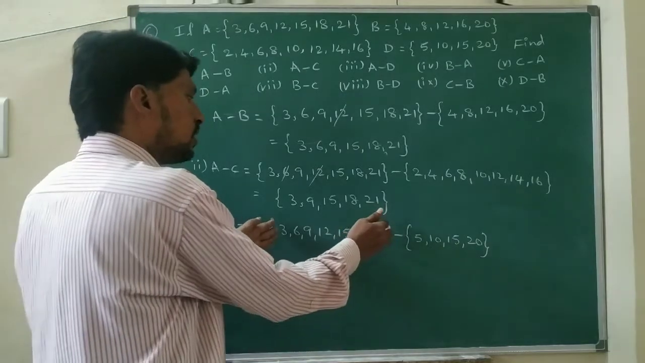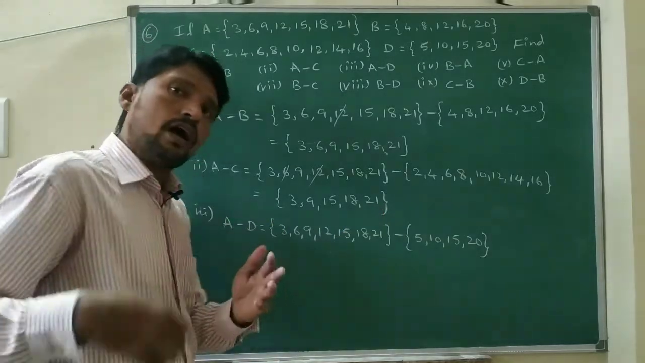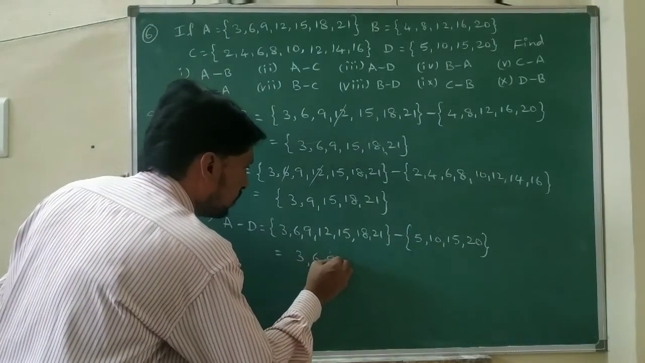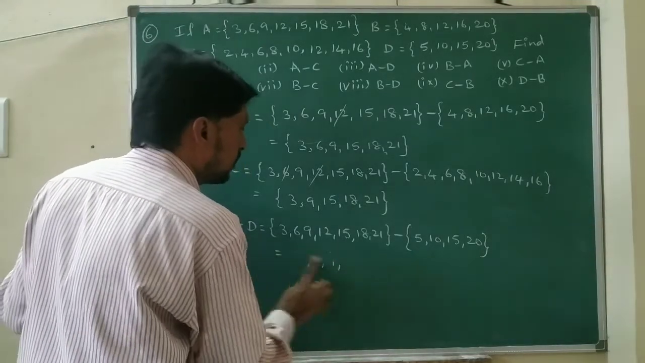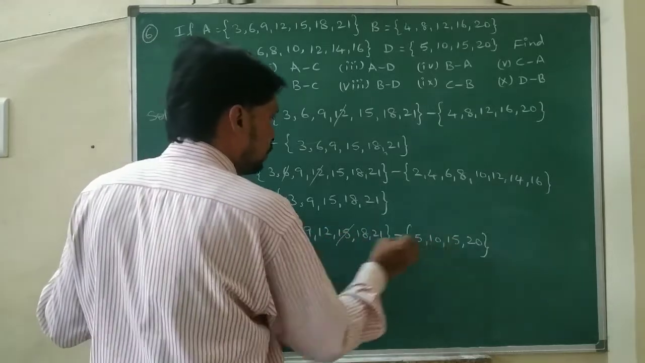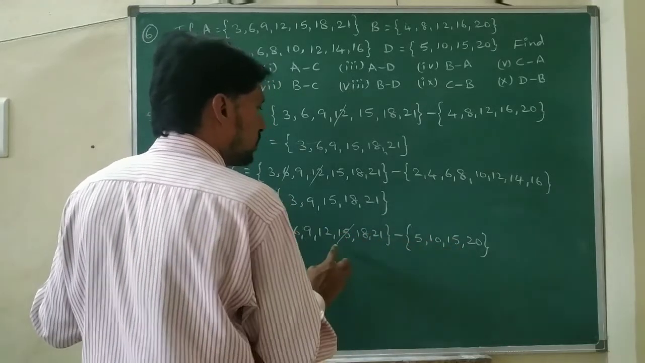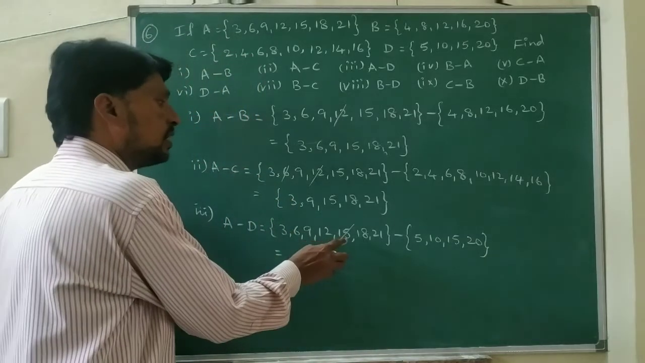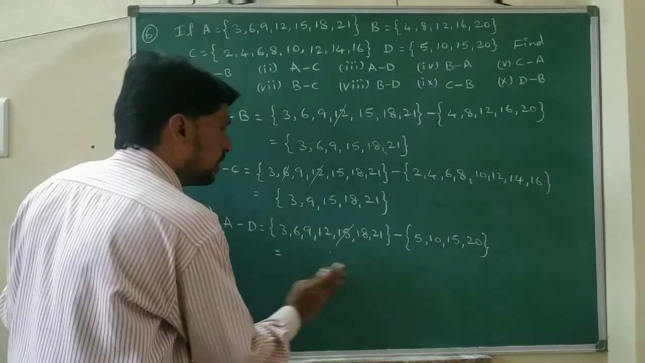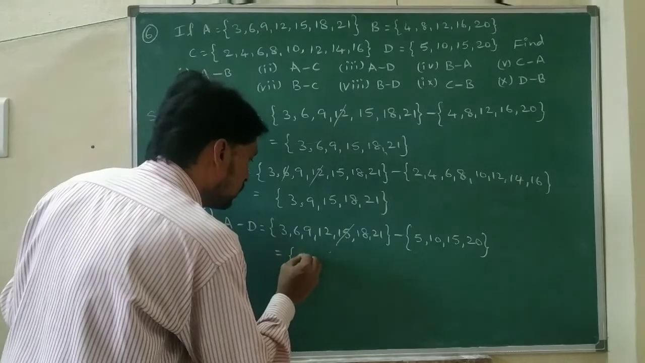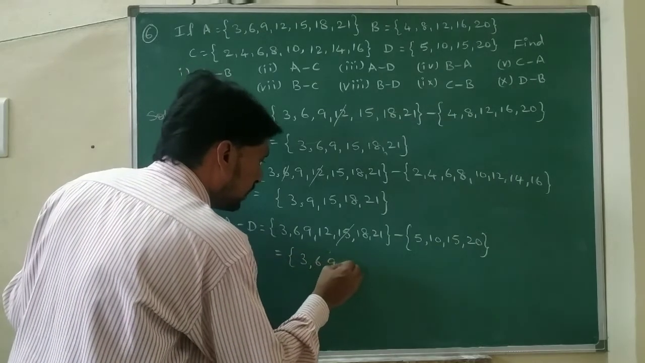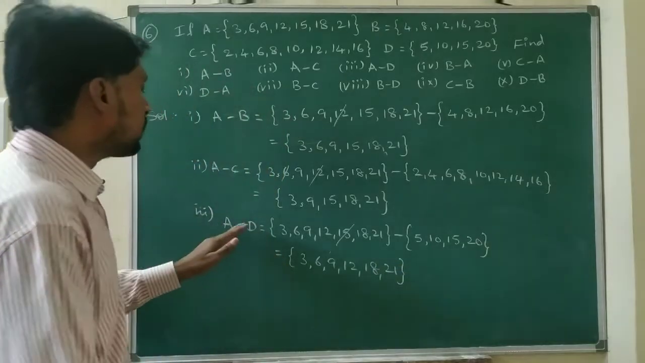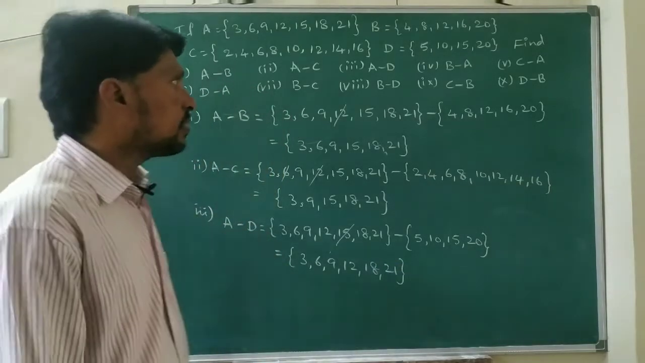Nothing common means, so what are the elements in the first set? All elements we should write. So here we are getting 3, 6, 9, and here 15 is the common, 15 and 15. So both sets are having 15 as a common. So this one element we should cut and the remaining elements we need to write. So here 3, 6, 9, 12, 18 and 21. So this is about A minus D.